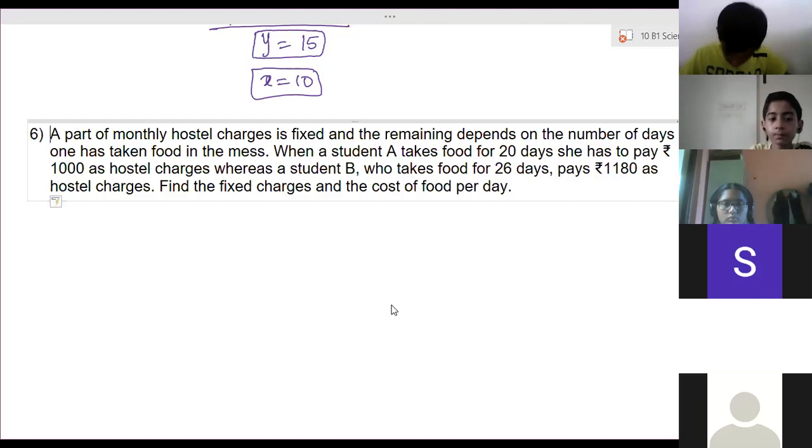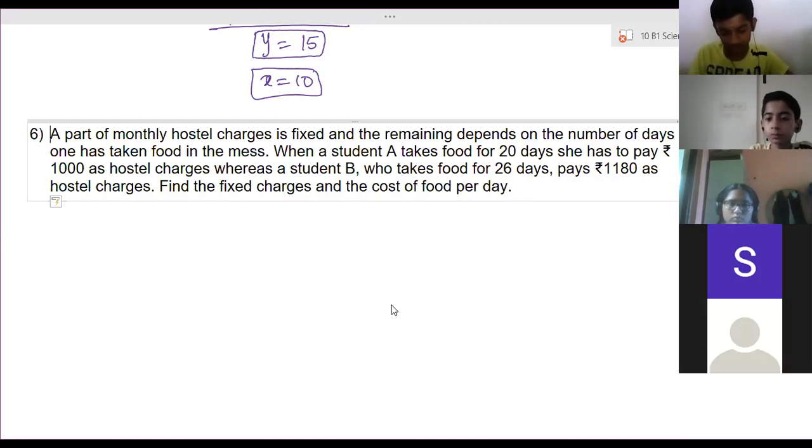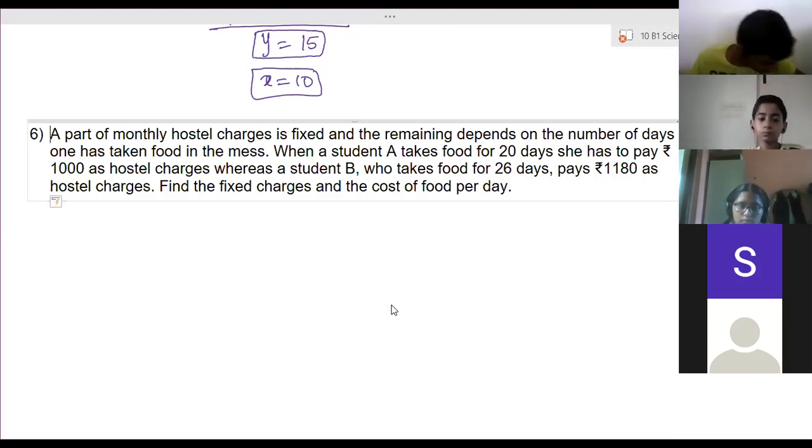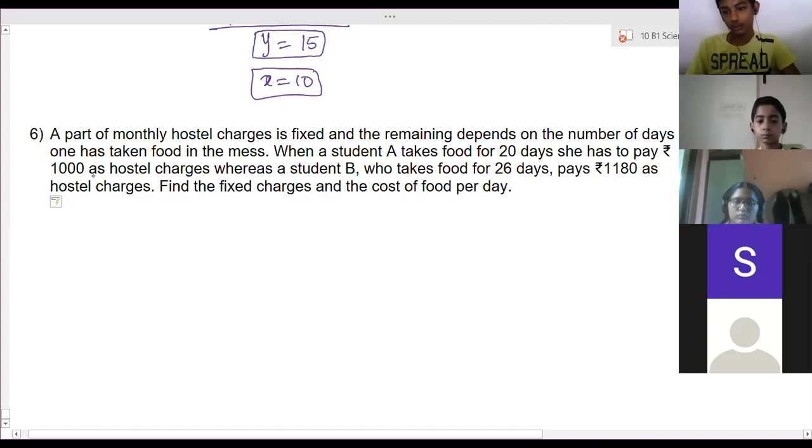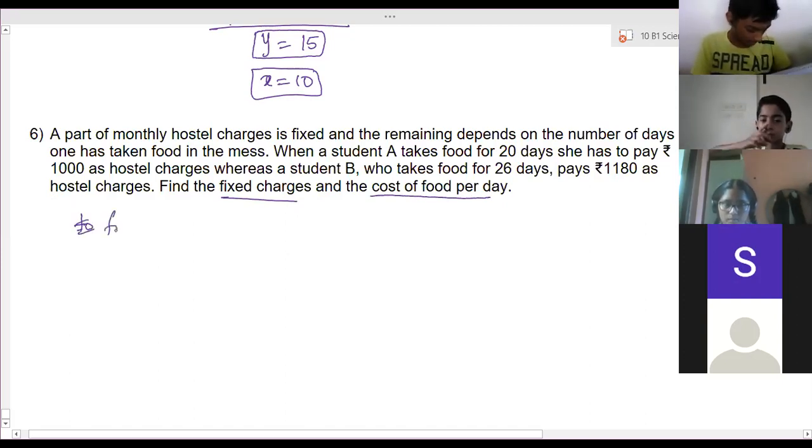So there is the total amount. In the total amount, the person has to pay some fixed amount, and in addition to that, some amount for per day mess charge. The cost of food per day is given separately. Altogether the persons have paid 1000 and 1180. So we have to consider X and Y for these two. Fixed charge.